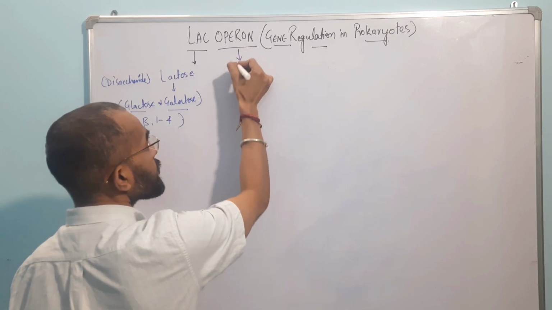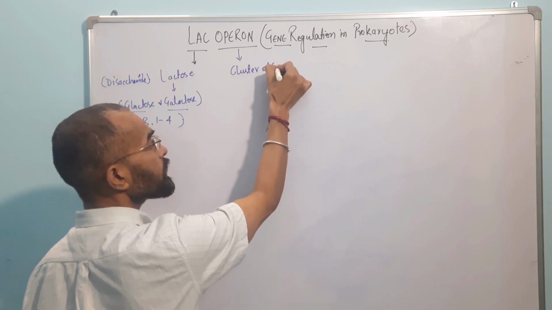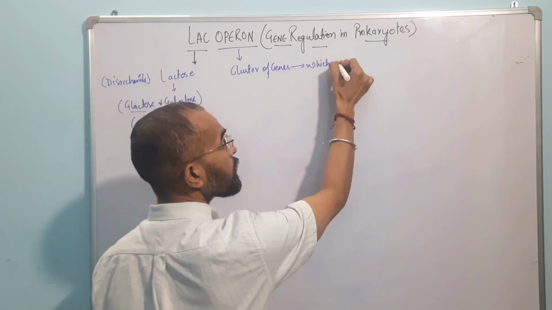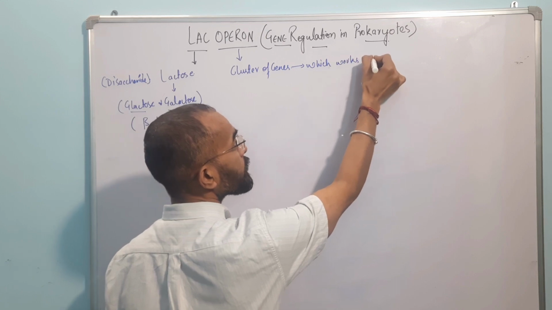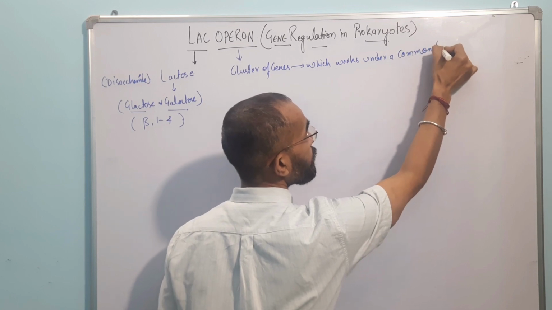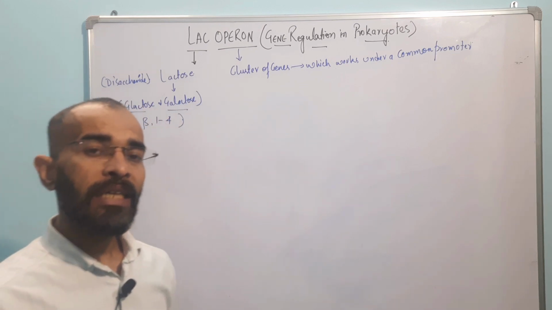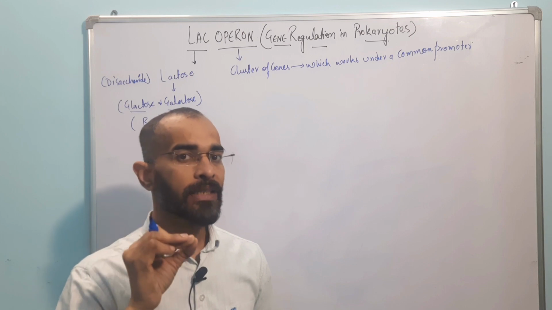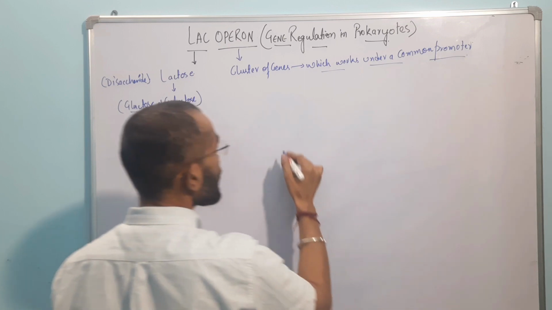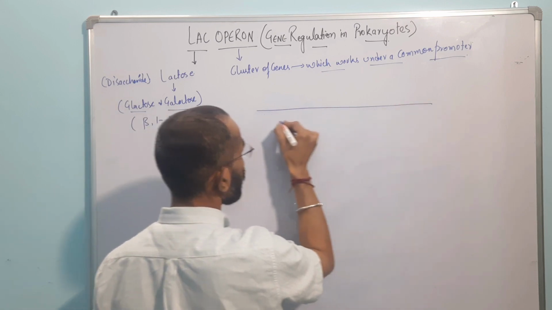Now, operon means a cluster of genes which work under a common promoter. Got it? So, an operon is a cluster or group of genes which work under a common promoter. Understand that? Now, let us draw a diagram or representation of the lac operon gene.